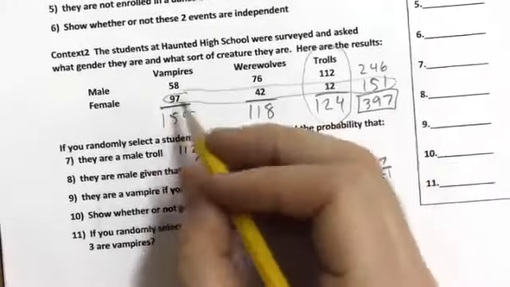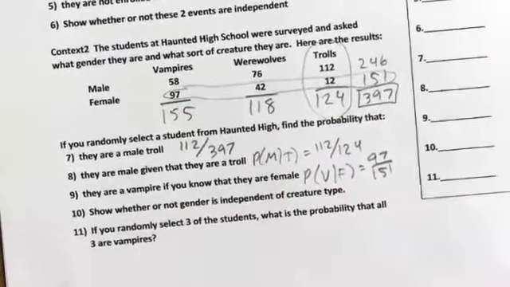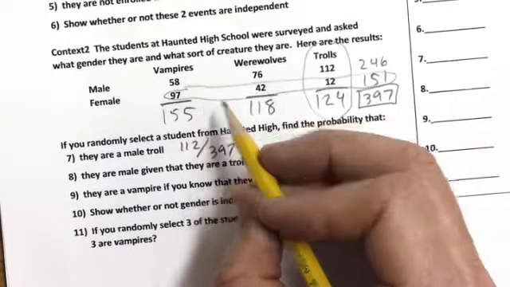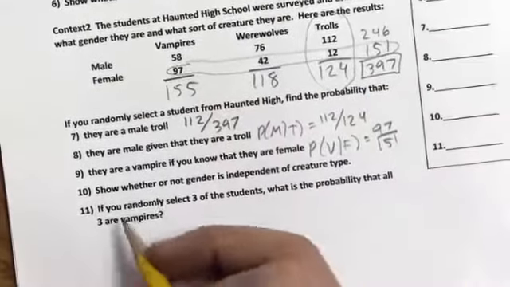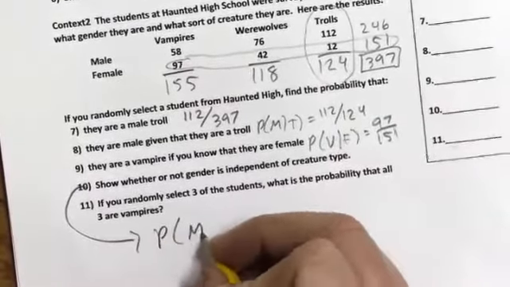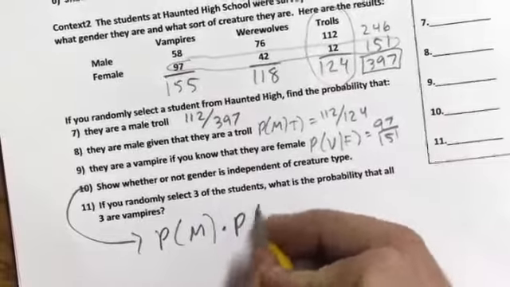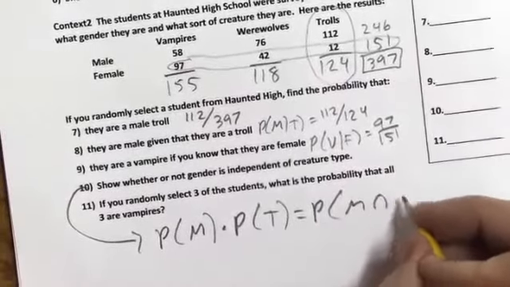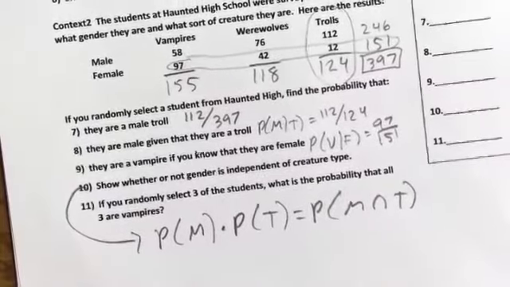So I'll just take, let's say, the males and the trolls. So let's say show whether or not they're independent. If they're independent, the probability of being male times the probability of being a troll would equal the probability of male and troll. That's one of our little independence formulas.